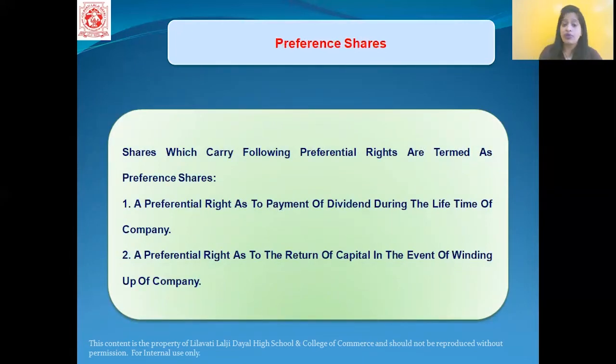So they receive preference over the payment of dividend. Second, a preferential right as to return of capital in the event of winding up of the company. So when the company is winding up, the repayment of capital is first done to the preference shareholders. So the word preference means they carry preference. They carry the first rights in terms of receiving dividend and repayment of capital.